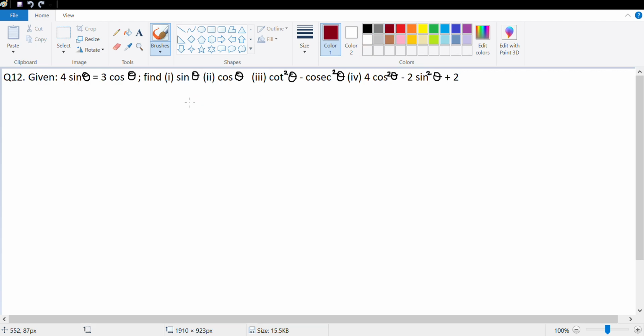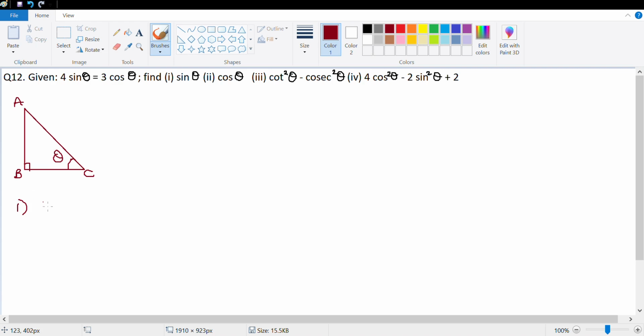That's what's given. We need to find sine theta, cos theta, and certain other values. So let's draw a rough diagram for our understanding. It'll help us understand what the question is. So let's say this is a right angle that we're looking at. This is A, B, and C, and let this be the reference angle theta.